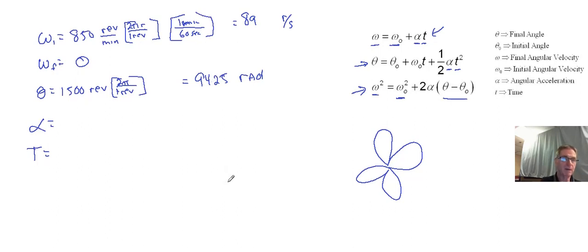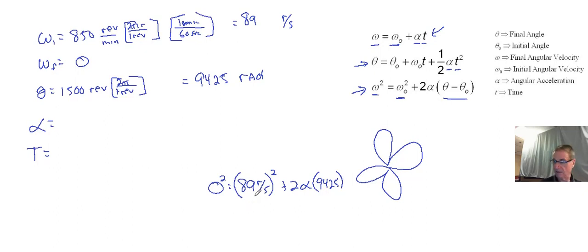Let's do that. So omega final squared, which is 0 squared, is equal to omega initial squared, which is 89 radians per second squared, plus 2 times alpha times the number of radians that it goes through, which is 9,425 radians.